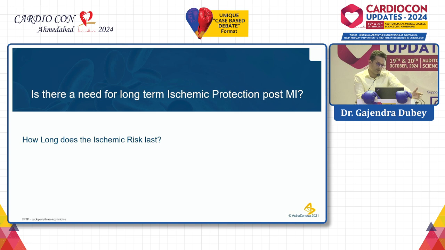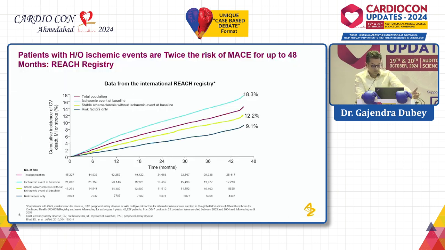So the question which we should ask ourselves is, is there a need for long-term ischemic protection post-MI? Because so far aspirin has been the standard of care. It has been shown to reduce outcomes in secondary prevention by around 19 to 20% relative risk reduction. And the question also is how long this ischemic risk lasts. As Dr. Abhishek already told, the risk persists probably indefinitely. There are several studies like the international REACH registry which studied patients who had ischemic events at baseline. In them the MACE rate was around 18% at 4 years of follow-up.